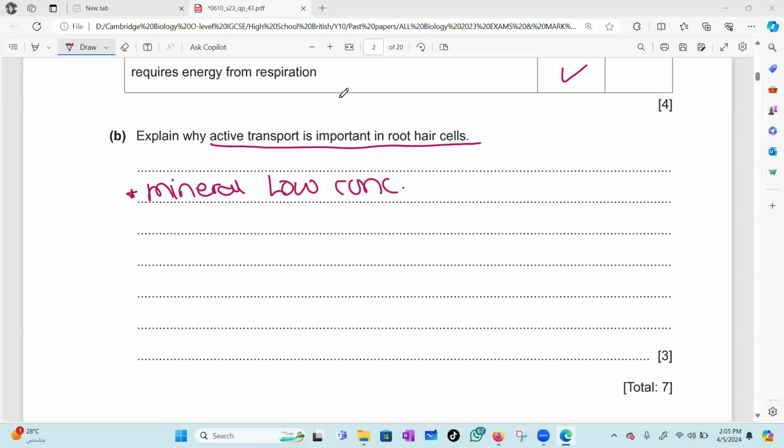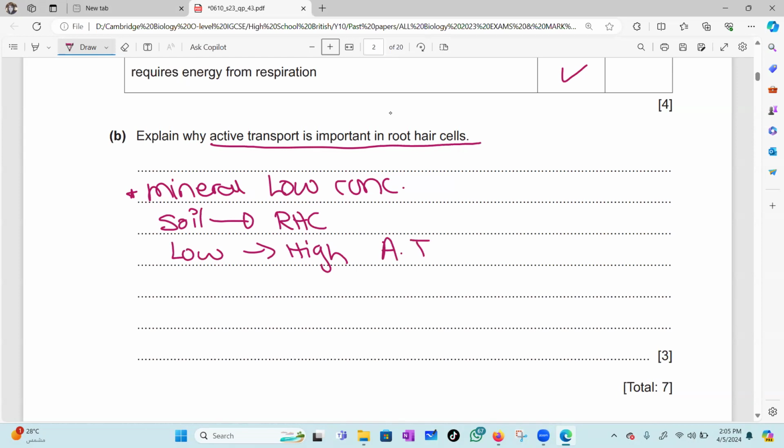So I'm going to answer this question for you until things are calm. The minerals will move, yes, from low concentration to high concentration. The low concentration is in the soil and the high concentration of the minerals is inside the root hair cell. So they will have to move from low concentration to high concentration. So the only process that will be able to do that is active transport.